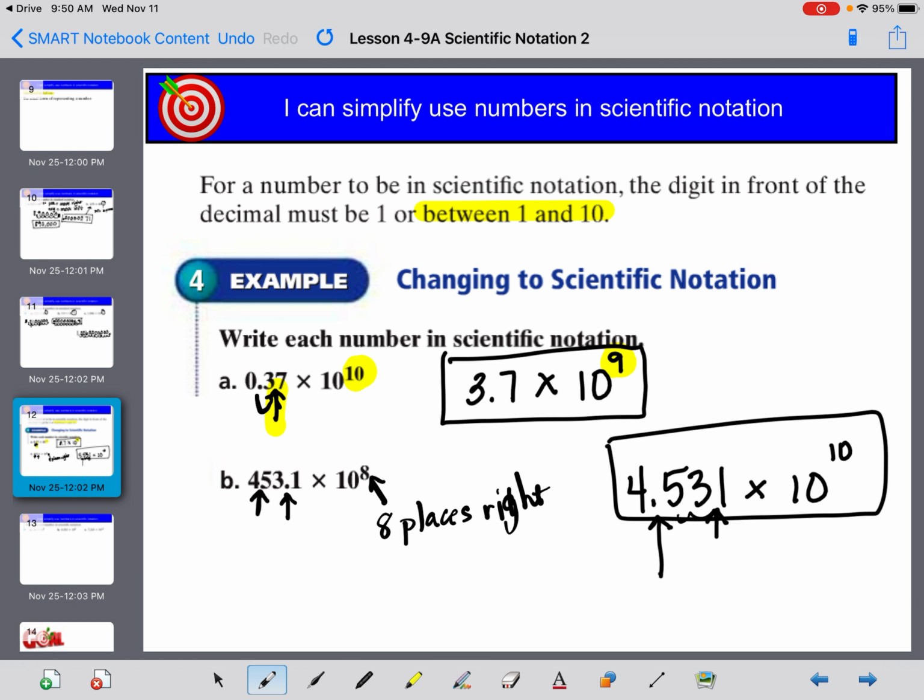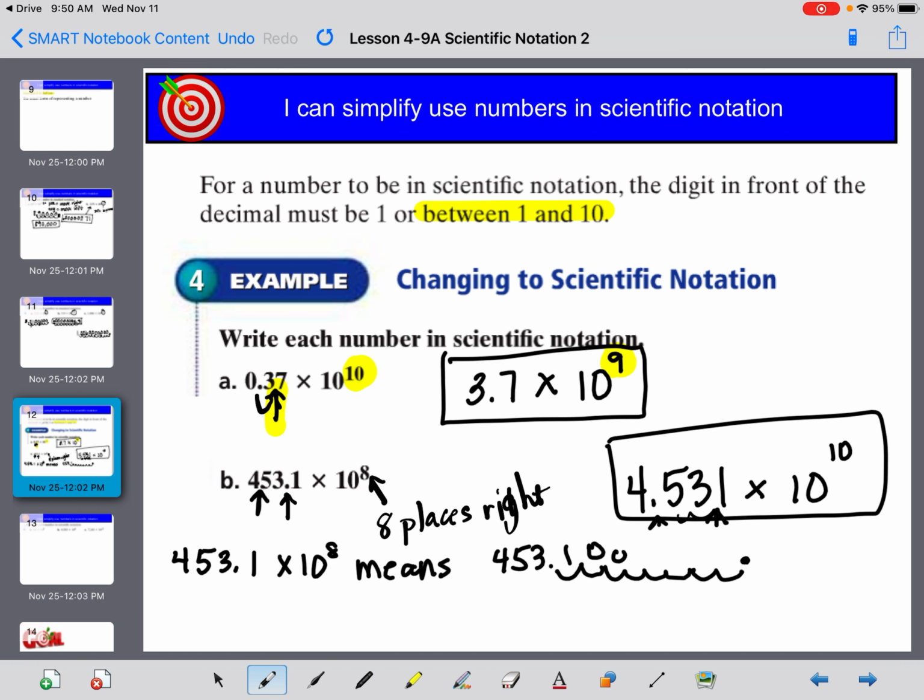In proper notation, it would be this. Okay? For those of you that might be having trouble with this, I want to illustrate this one more time. 453.1 times 10 to the 8th means 453.1, and I need to move it 8 places. 1, 2, 3, 4, 5, 6, 7, 8. Oops, I just wrote an 8. Sorry about that. Do you see how I moved it 8 places?